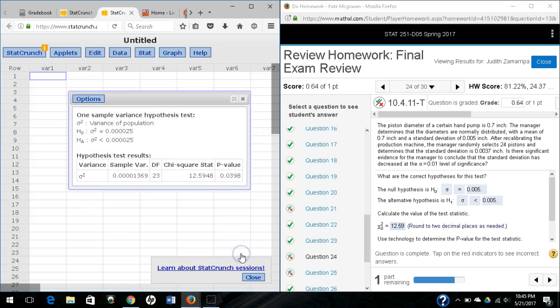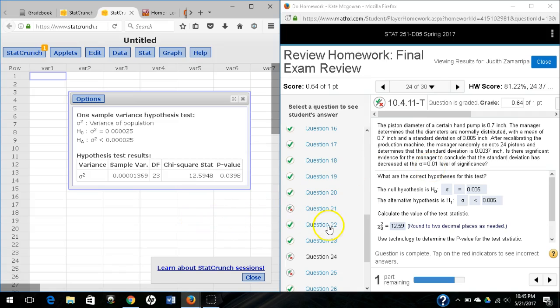Let's go ahead and compute, and we're testing at the 0.01 level. So here we have the chi-square stat, which you already got, 12.59, and then the p-value is right next to it, 0.0398, and so we'd be comparing that to see if it's actually smaller than the alpha of 0.01.